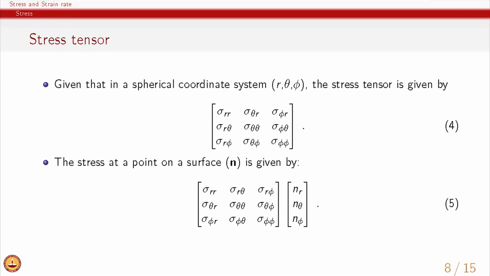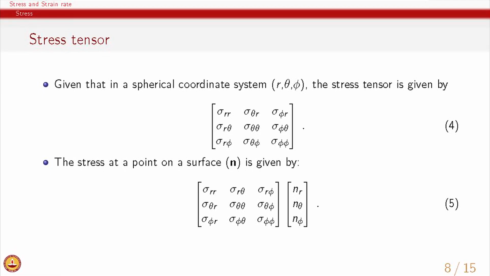So, coming back and summarizing, given that in a spherical coordinate system which will be used for cone and plate system, where velocity is in the phi direction and the direction of the shear will be theta direction, we will see that there are 9 components of stress tensor that can be specified.